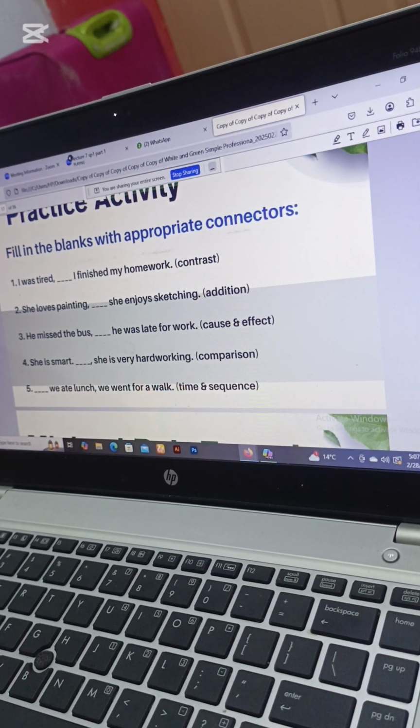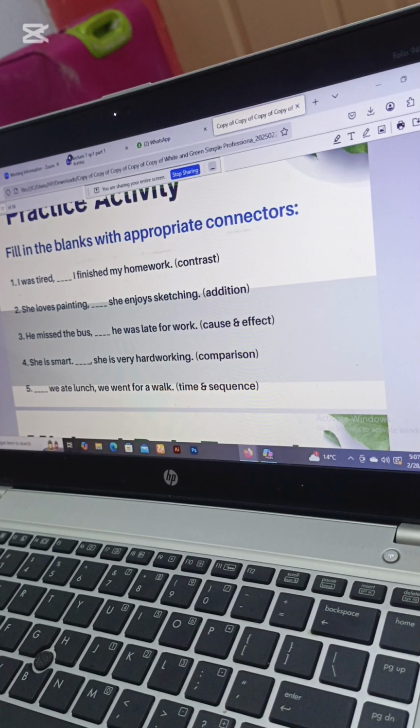She loves painting and she enjoys sketching. Can you use moreover in here? Moreover or in addition? Yes, ma'am. Even I was also thinking about this. Yes, so you can. Well, what about the third one?